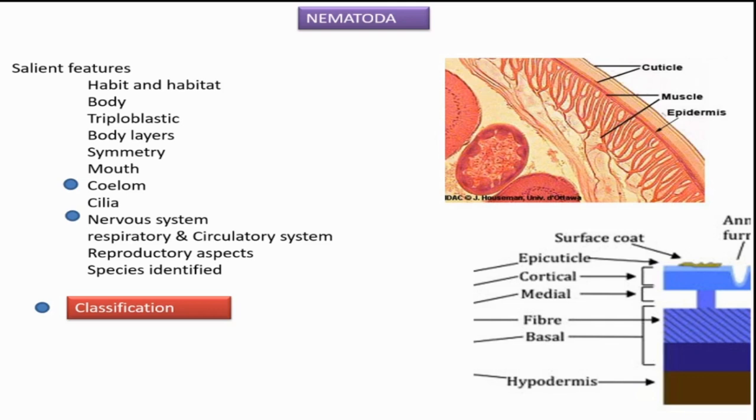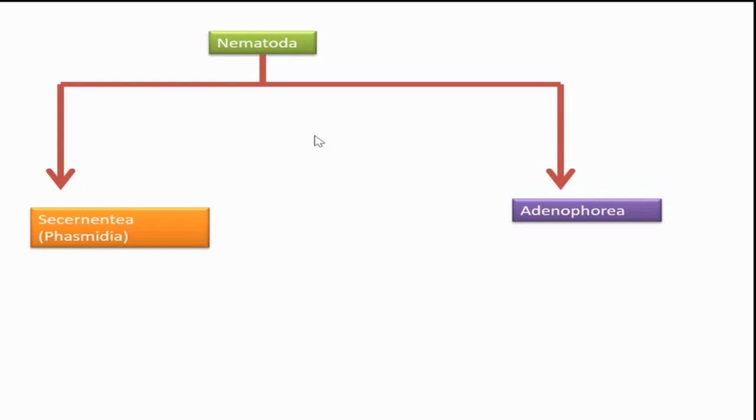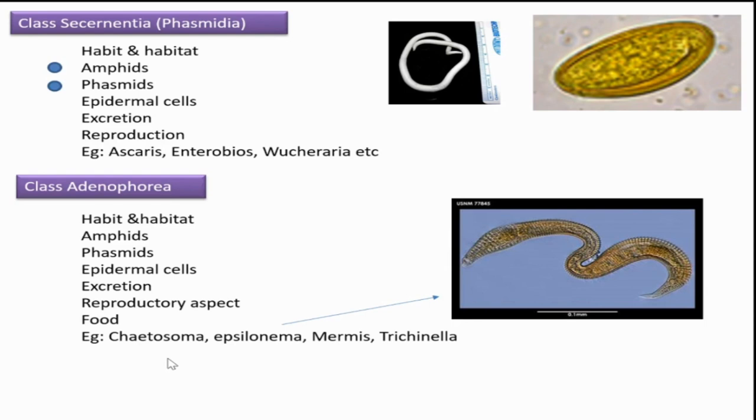So next, we are going to see the classification. Nematoda is divided into two classes, Secernentea and Adenophorea. Secernentea is otherwise called Phasmidia. Next, we are going to see the features of Secernentea or Phasmidia.